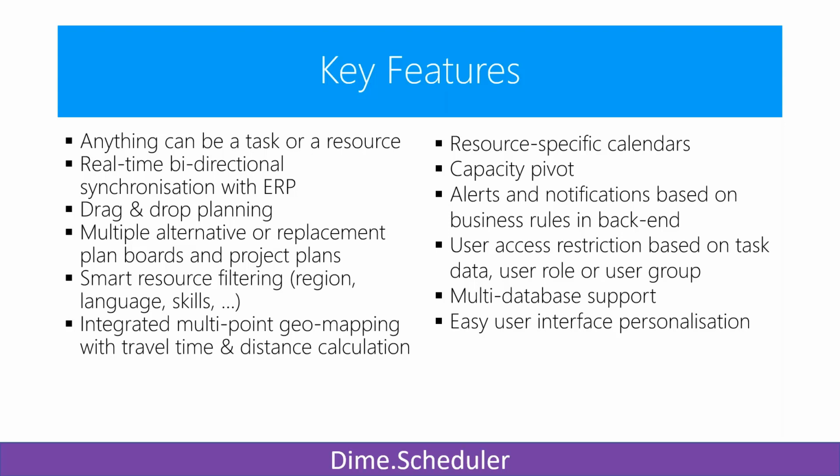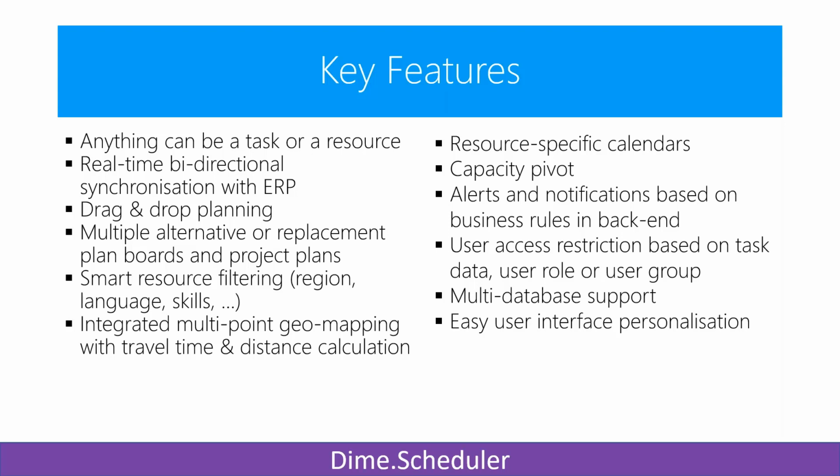Now, to make the life of the planner easier, and to speed up the whole process of allocating tasks to a resource, we have some tools embedded in the application. The first one are the smart resource filters, which can be applied on region, zones, language, skills, certifications, yes or no, which will filter out your plan board and only suggest the resources that fit, obviously, the query that you have built with your filter.